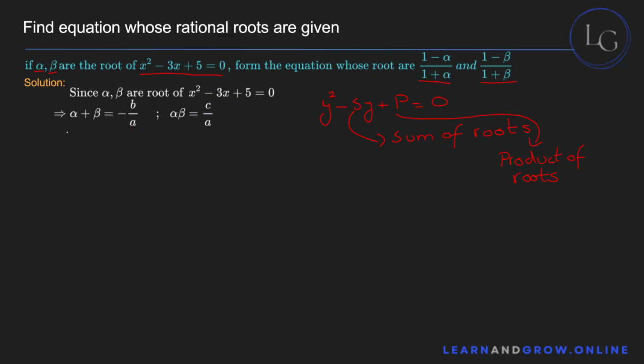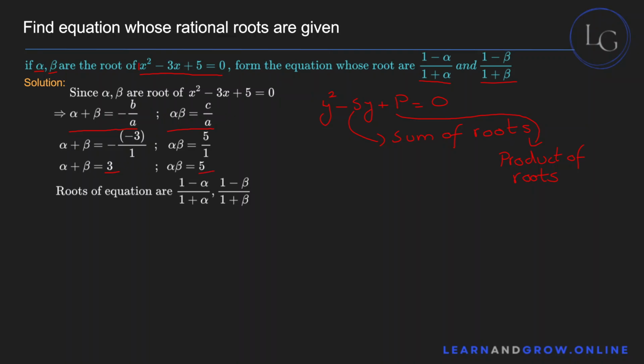Now, we'll proceed further. We'll use these two formulas as we've done before. You must remember them at all costs. So, alpha plus beta can be written down as minus b over a, which is minus minus 3 over 1, as the value of b is minus 3 and the value of a is 1. And alpha beta can be written down as c over a, which is this 5 over 1. So we have values of alpha plus beta as 3 and alpha beta as 5.